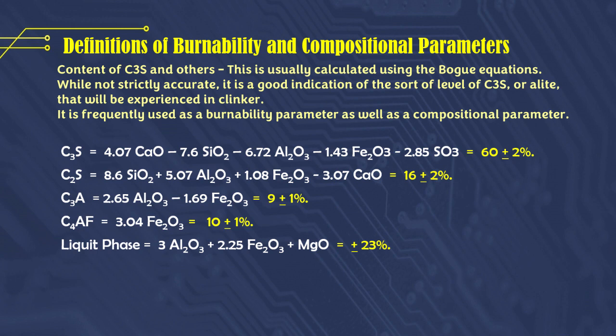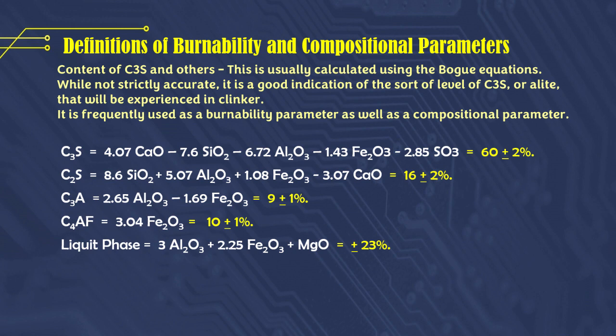Content of C3S and others. This is usually calculated using the Bogue equations. While not strictly accurate, it is a good indication of the sort of level of C3S, or alite, that will be experienced in clinker. It is frequently used as a burnability parameter as well as a compositional parameter.